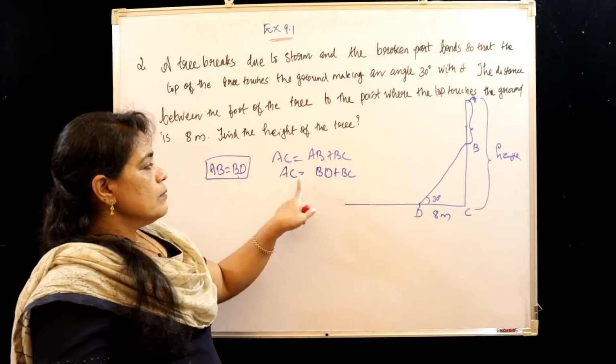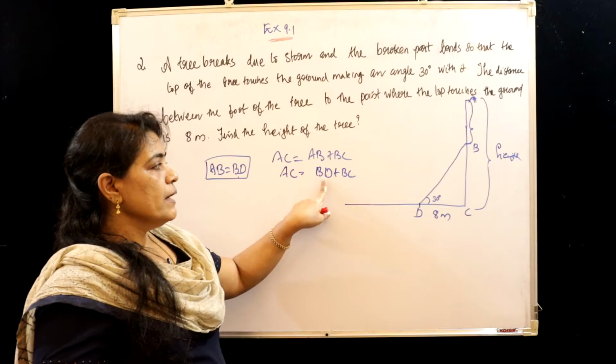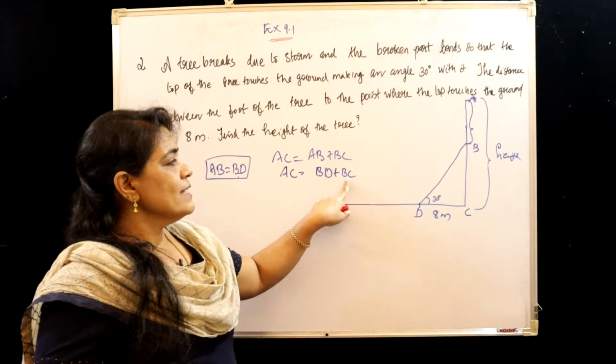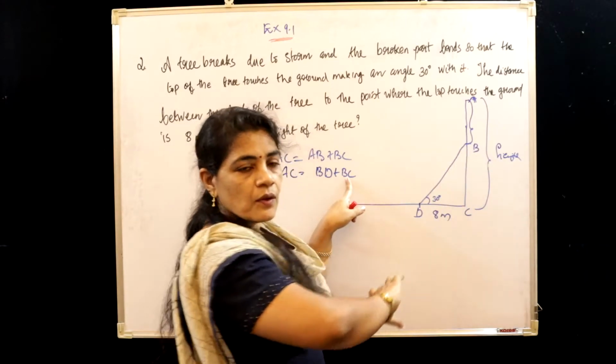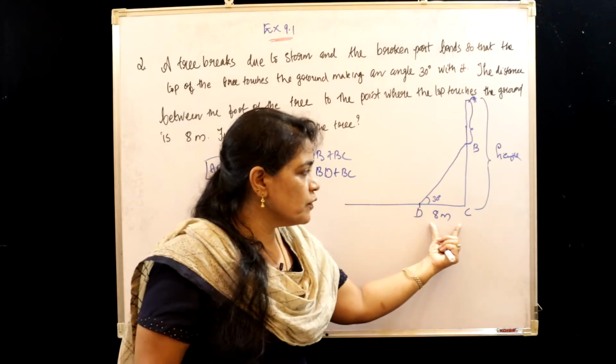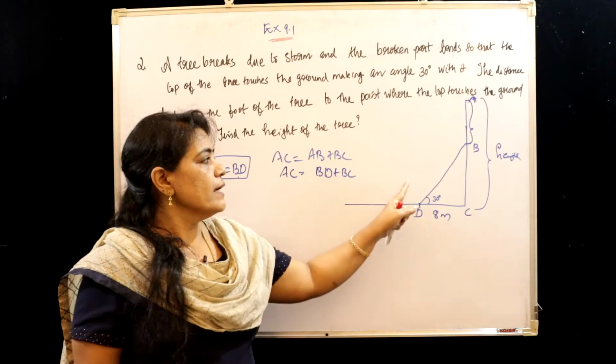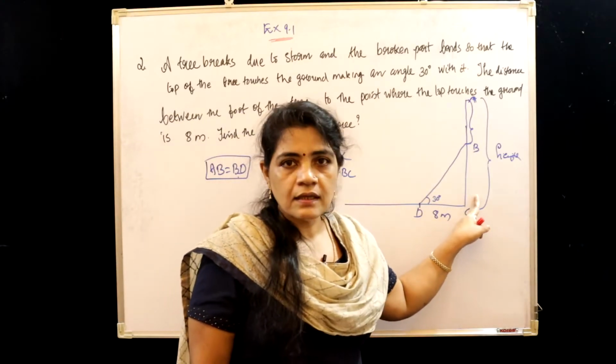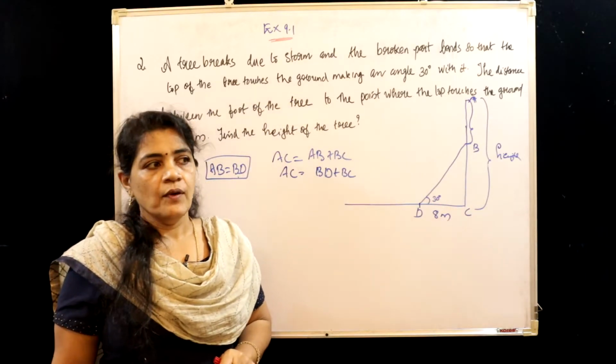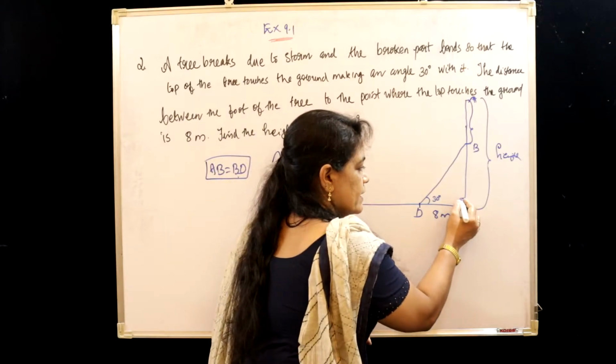Okay. See, children, here BD is hypotenuse, BC is this portion. Okay, and here if you consider triangle BCD, you will be getting this BD as well as BC. Okay, so here it makes a 90 degree, so it is a right triangle.